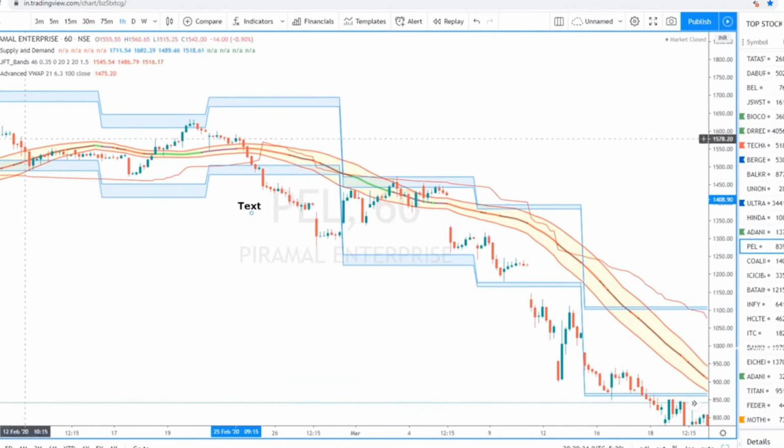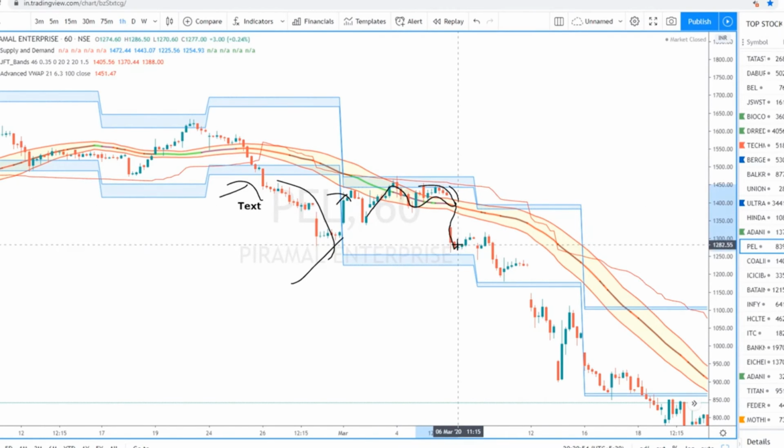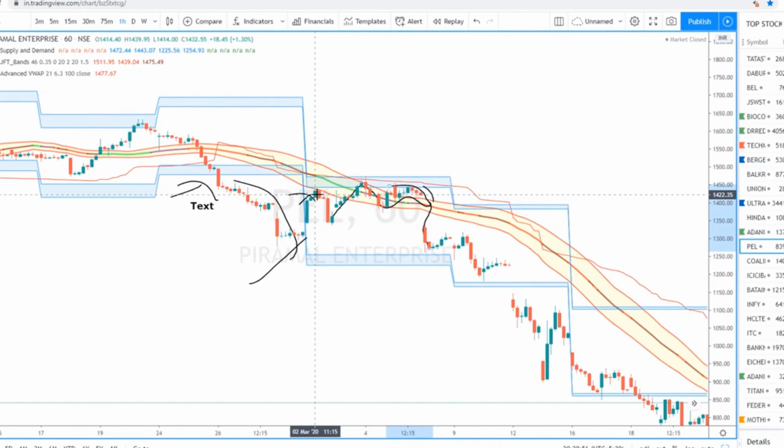You enter here, look at the move. Probably you can re-enter here, this area, this candle, and put the stop loss at the top of the weekly zone. It has gone up. Yes, you would be in minus, but eventually it respected the weekly zone beautifully, and then it has gone down. Not necessary that you would always be in green when you enter.